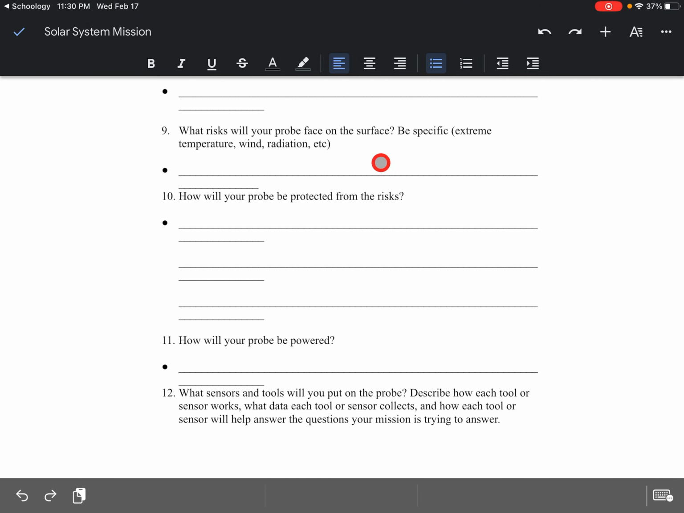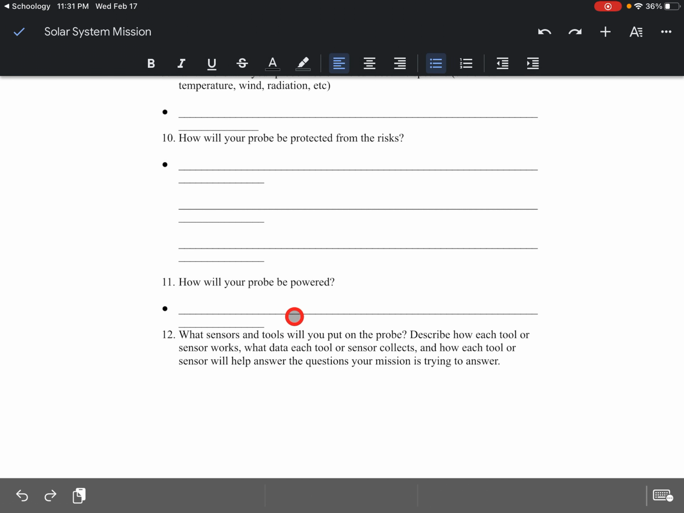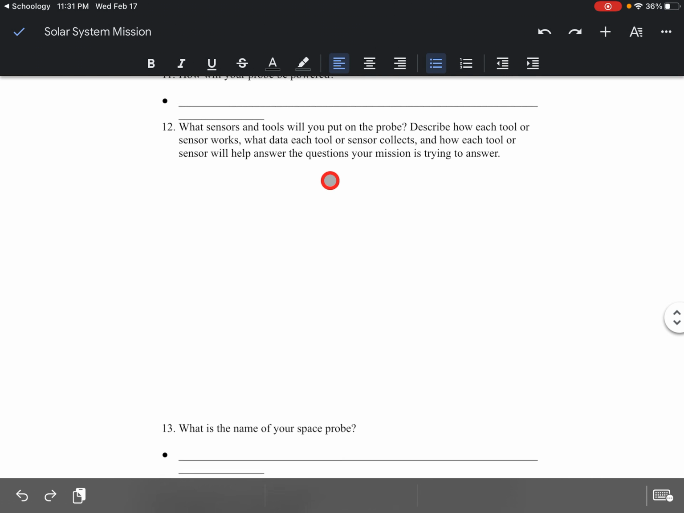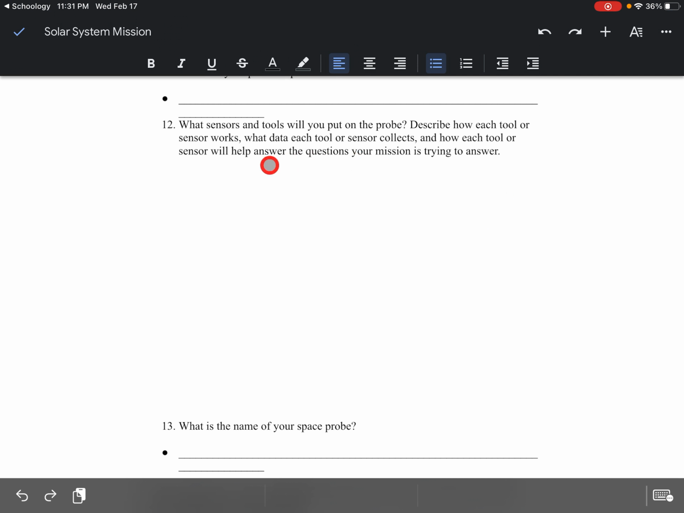What risks will it have on the surface? So like extreme temperatures, wind, radiation, weather, dust, anything like that. And then how are you going to protect your probe from those risks? The things that could cause problems for your probe, how is it protected from that? How will it be powered? And then this section here is just about the sensors. What sensors do you plan to put in here?